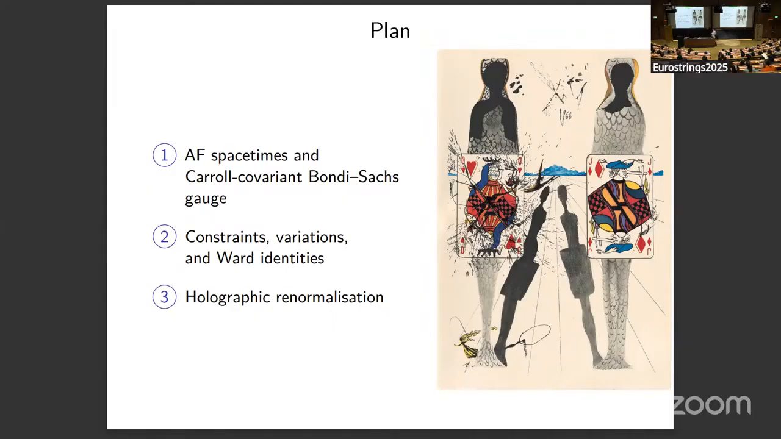Then I'll tell you about how variations work in this framework. It'll turn out there is a certain constraint that the formalism places on the boundary geometry. So you need to deal with constraint variations. And then at the end, I will go through the procedure of holographic renormalization for asymptotically flat spacetimes. And in particular, that will reveal that the shear plays a very important role.